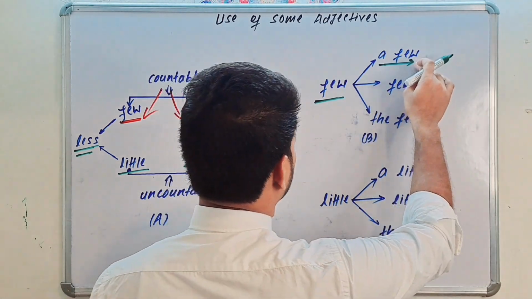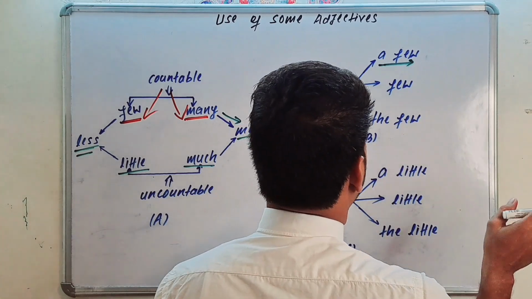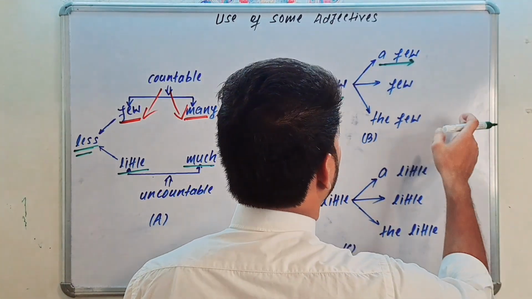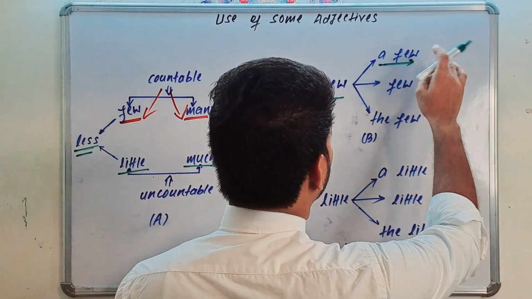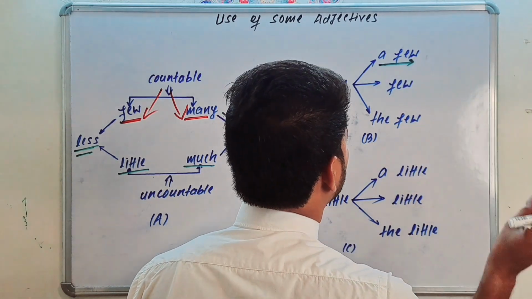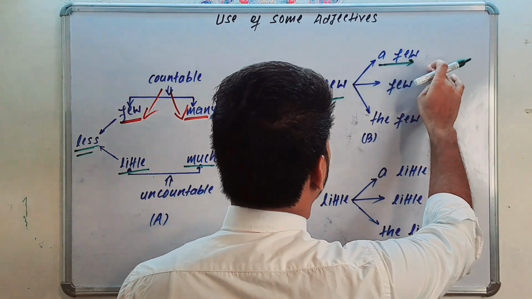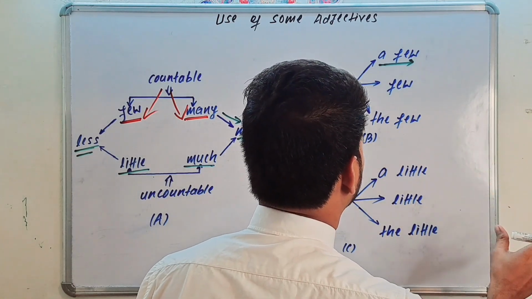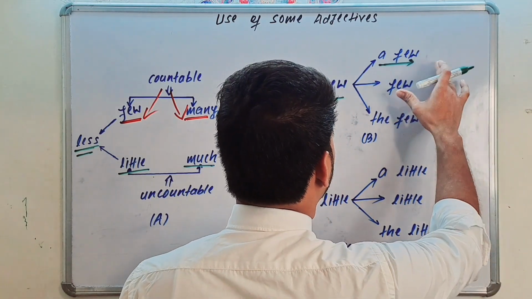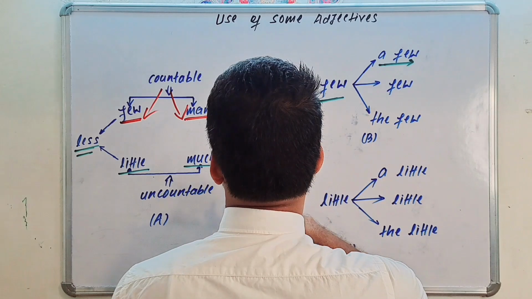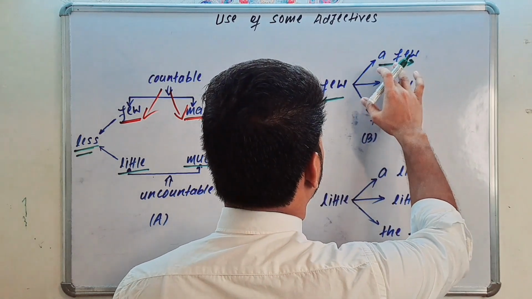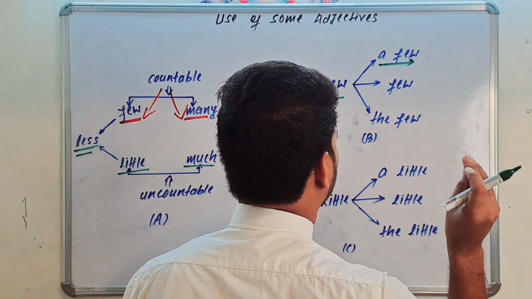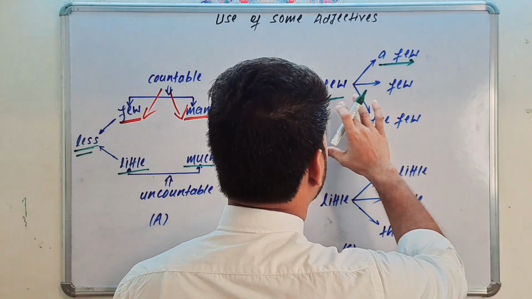Few, keep in mind one thing, few is only used with adjectives of number. Like here, the first one, see, a few. What is the meaning of a few? Here a few means less in number, less in number equal to something. Keep in mind, I told you few means less, but here few is only used with adjectives of number and numeral adjectives.